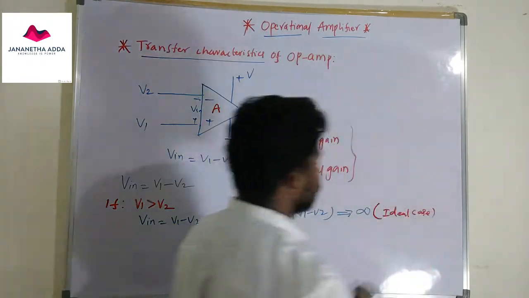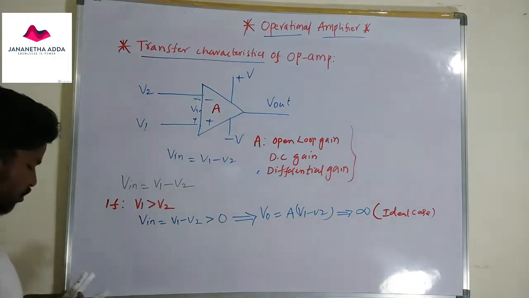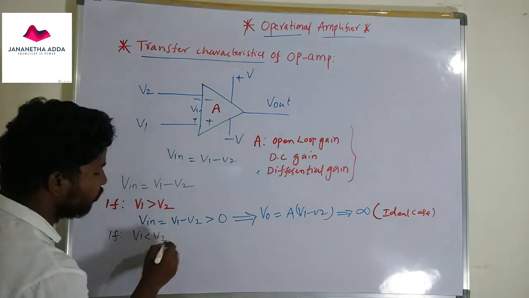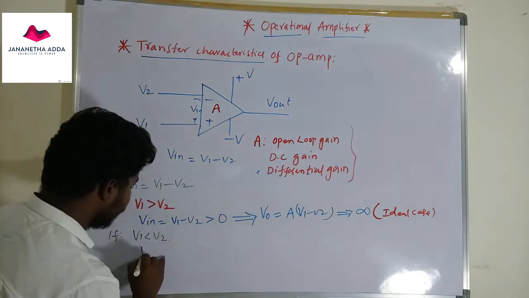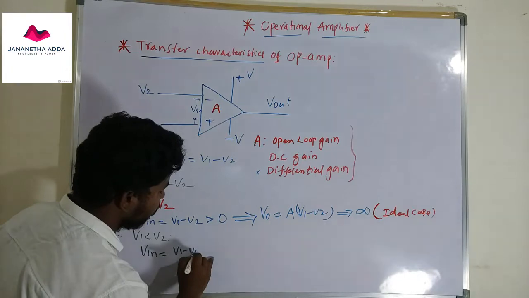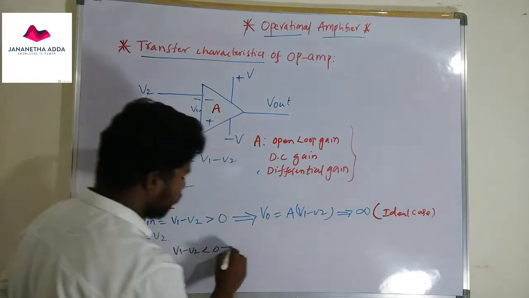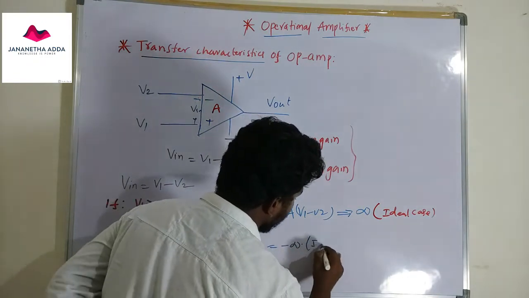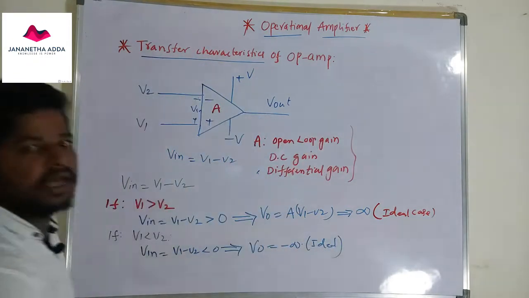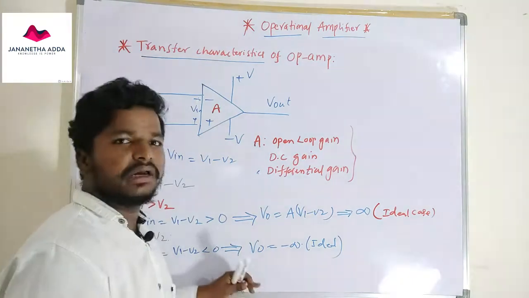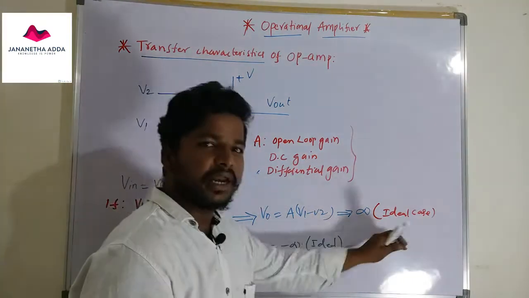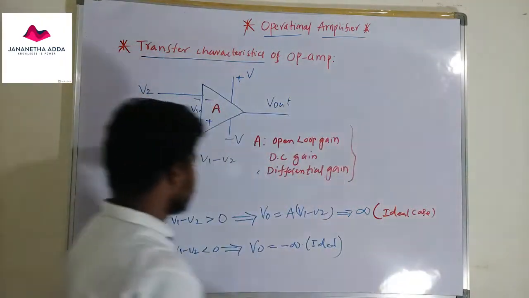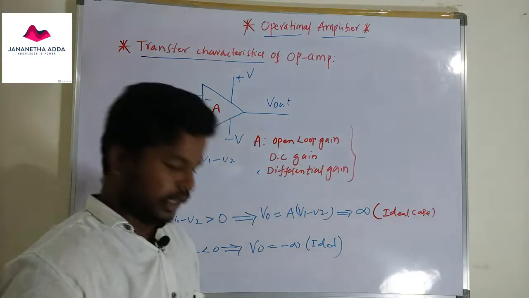We will also discuss the practical scenarios. If V1 is less than V2, then V1 minus V2 will be less than 0, and we will get V output equal to minus infinity, which is also an ideal case for an operational amplifier. I cannot draw the transfer characteristic of this operational amplifier because its output is infinite.